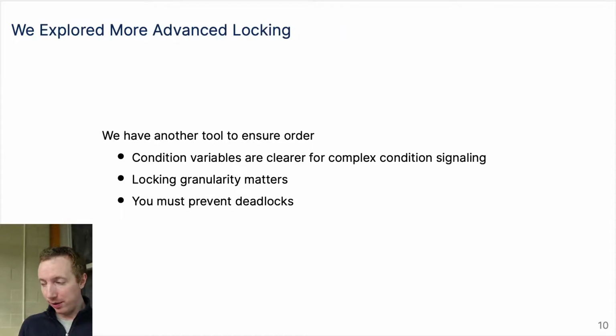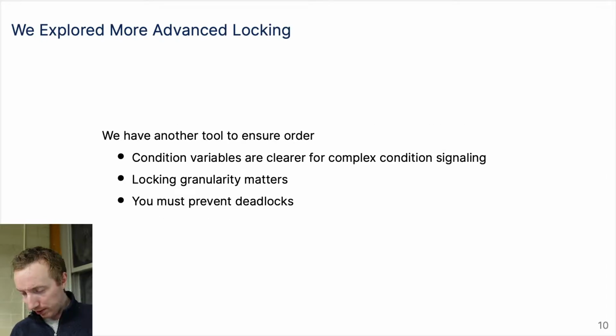Then we saw more advanced locking, like the condition variables. They were clearer for more complex condition signaling. We saw locking granularity in that parallelization example: how much code our lock was blocking and how many locks we had affected how fast it ran. When we had fewer accounts, there were more locks getting in the way of each other and it was slower. But again, you must prevent deadlocks if you have multiple locks going on and be able to identify cases where deadlocks could happen.